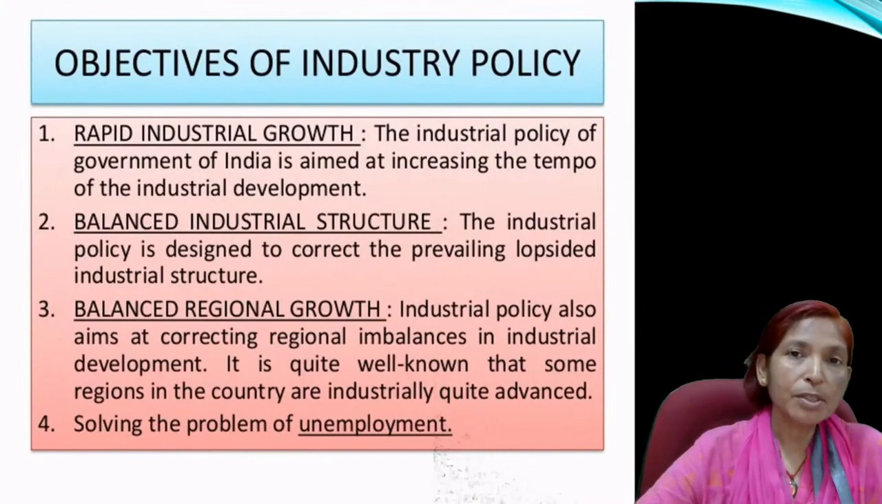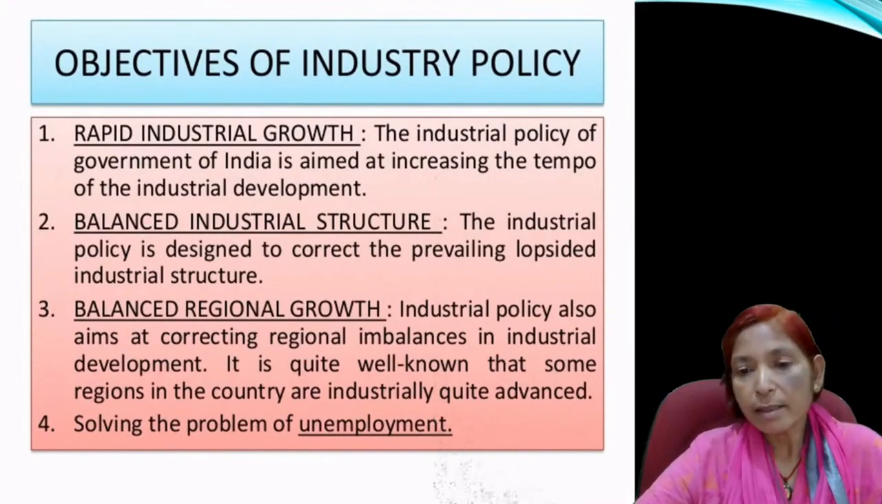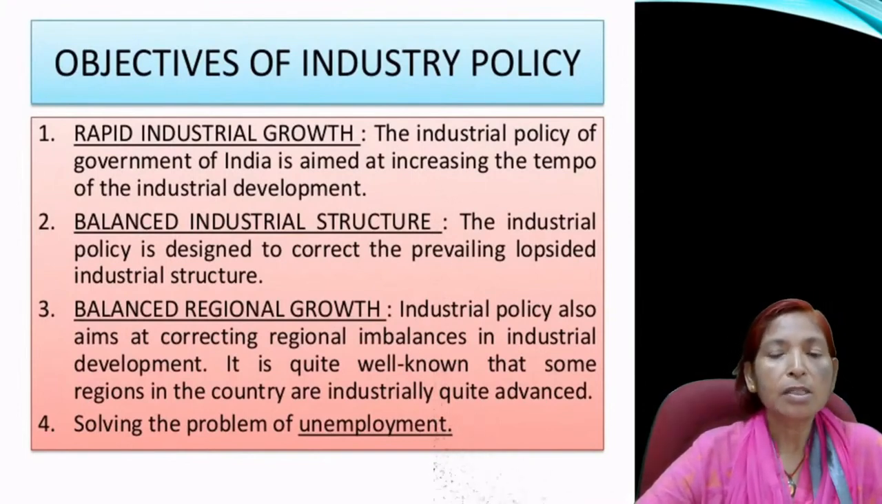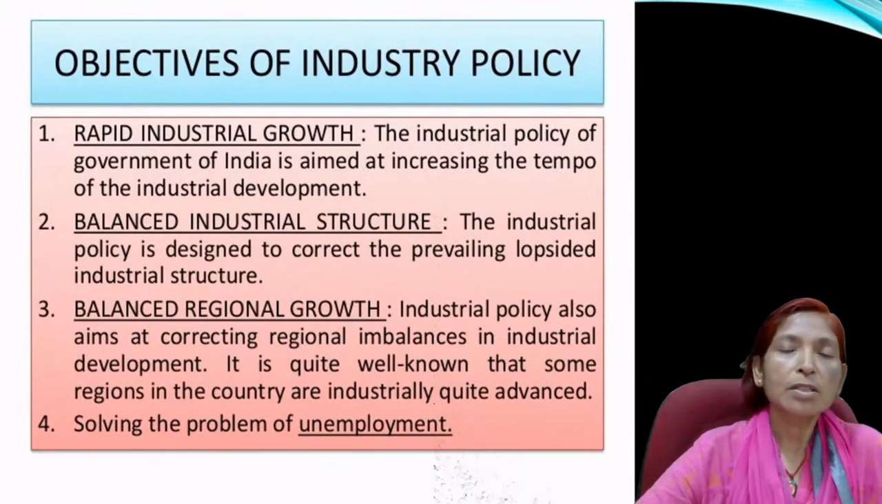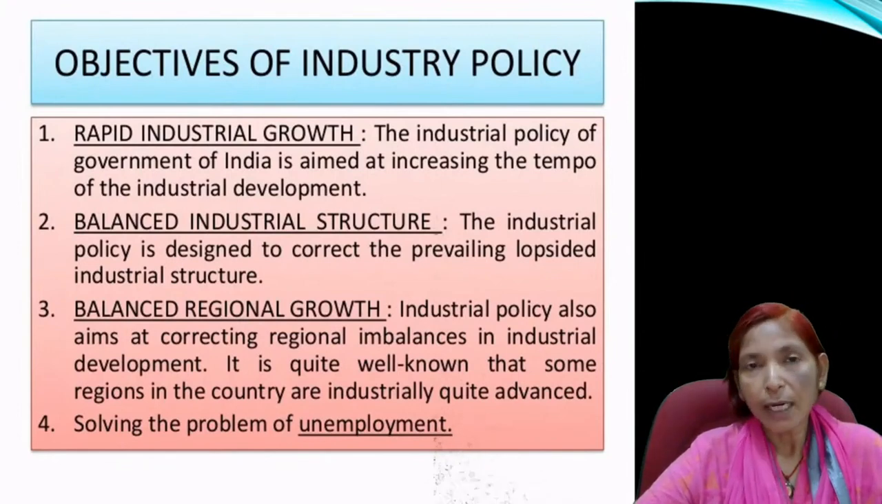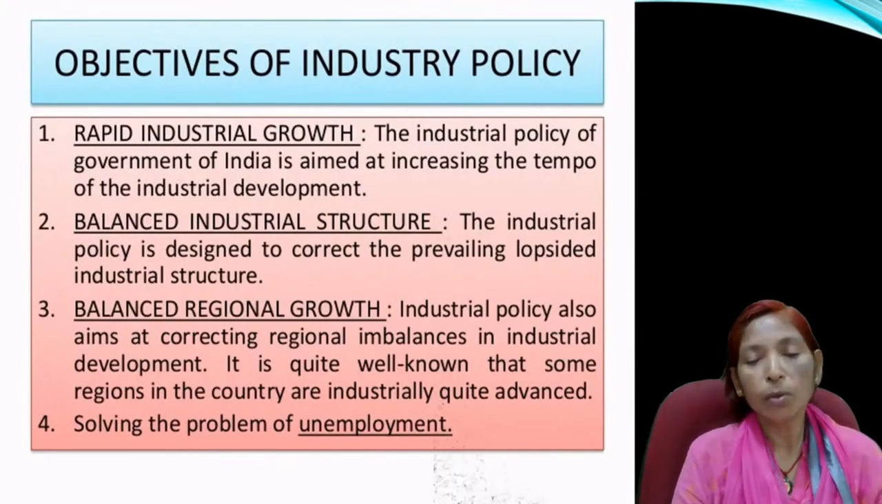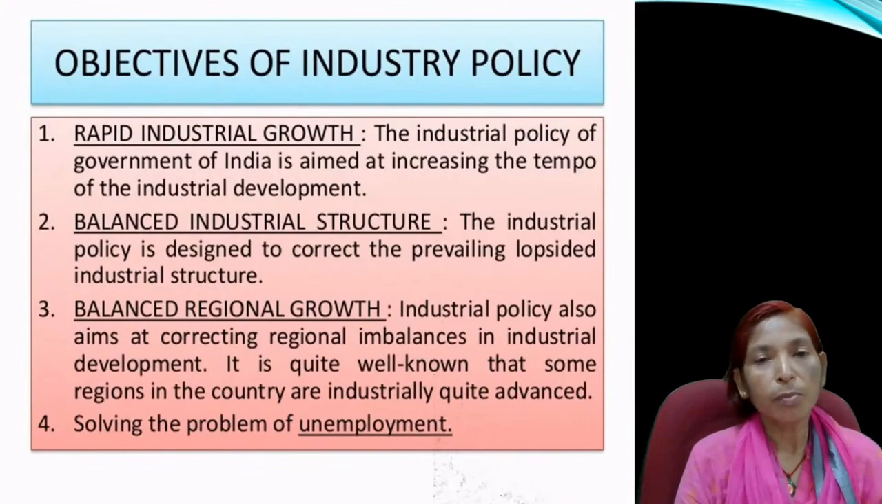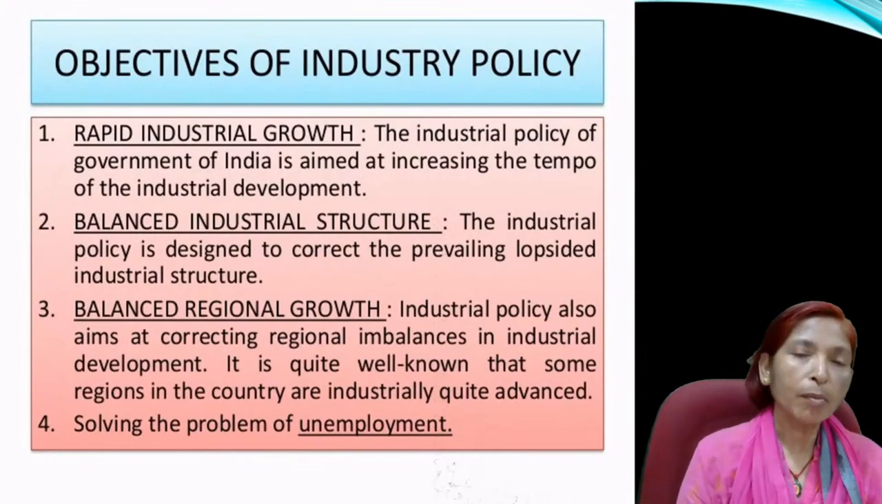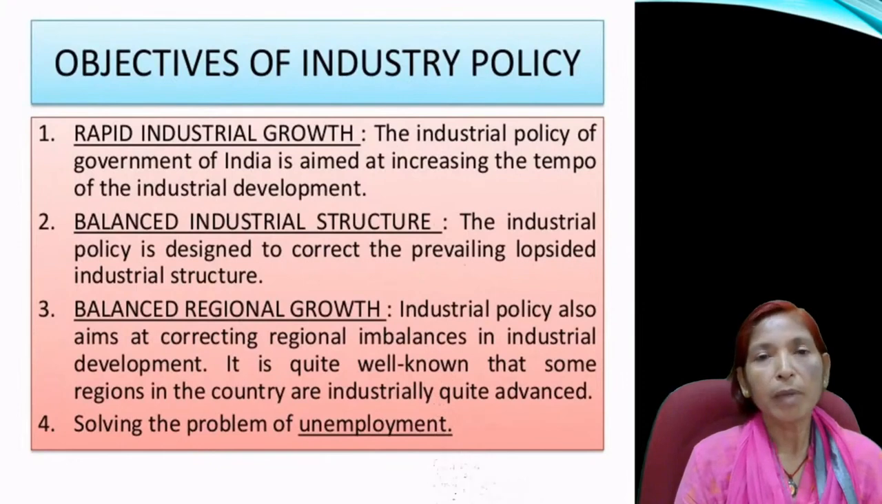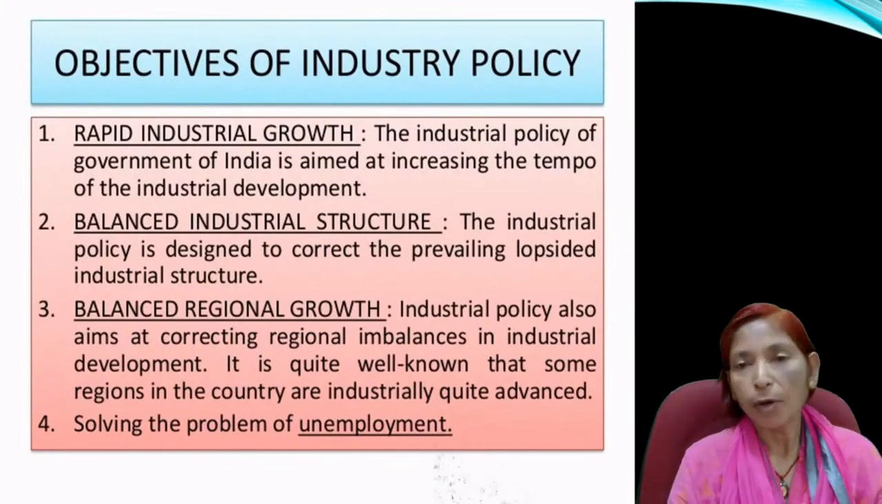And balanced regional growth is a very important objective of the industrial policy. Industrial policy also aims to correct regional imbalances in industrial development. It is quite well known that some regions of the country are industrially well advanced and some are really very backward. So if we want to make balanced regional growth, then industrial policy should be framed in this way so that we can achieve this set target. And solving the problem of unemployment, these are the main objectives of industrial policy.